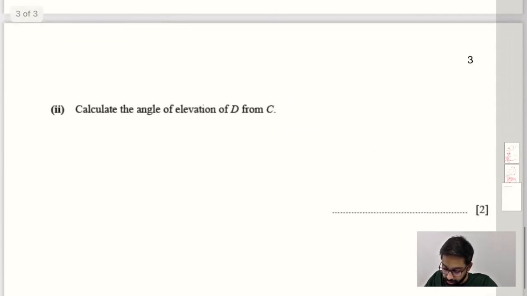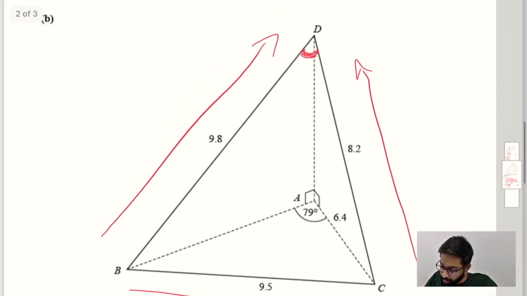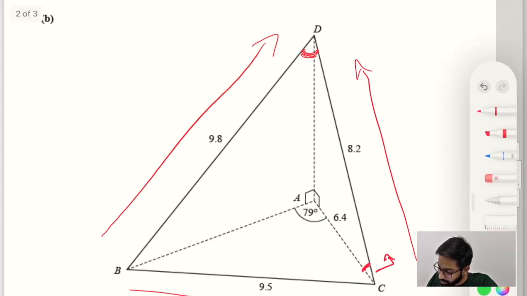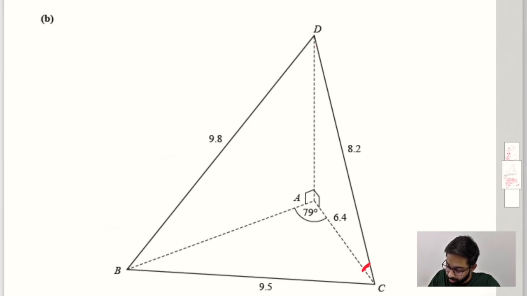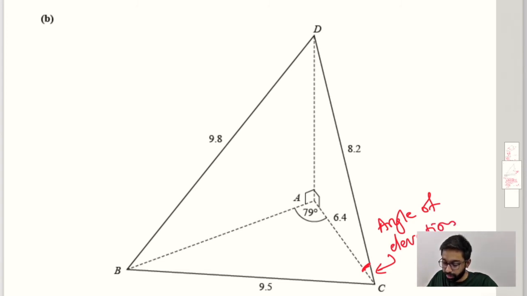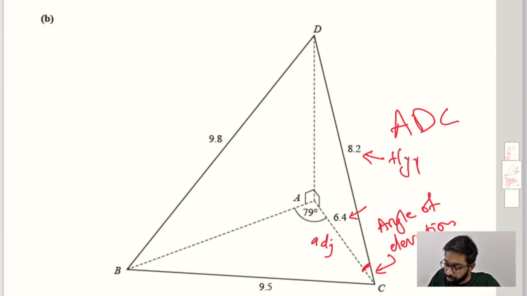I believe this is the last part of the question. It says calculate the angle of elevation of D from C. The angle of elevation is going to be this angle right here. Let me remove the remaining marks that I made. Okay, this is the angle of elevation. In order to find the angle of elevation, if you look at this triangle ADC, we have 6.4, which is the adjacent, and we have 8.2, which is the hypotenuse.